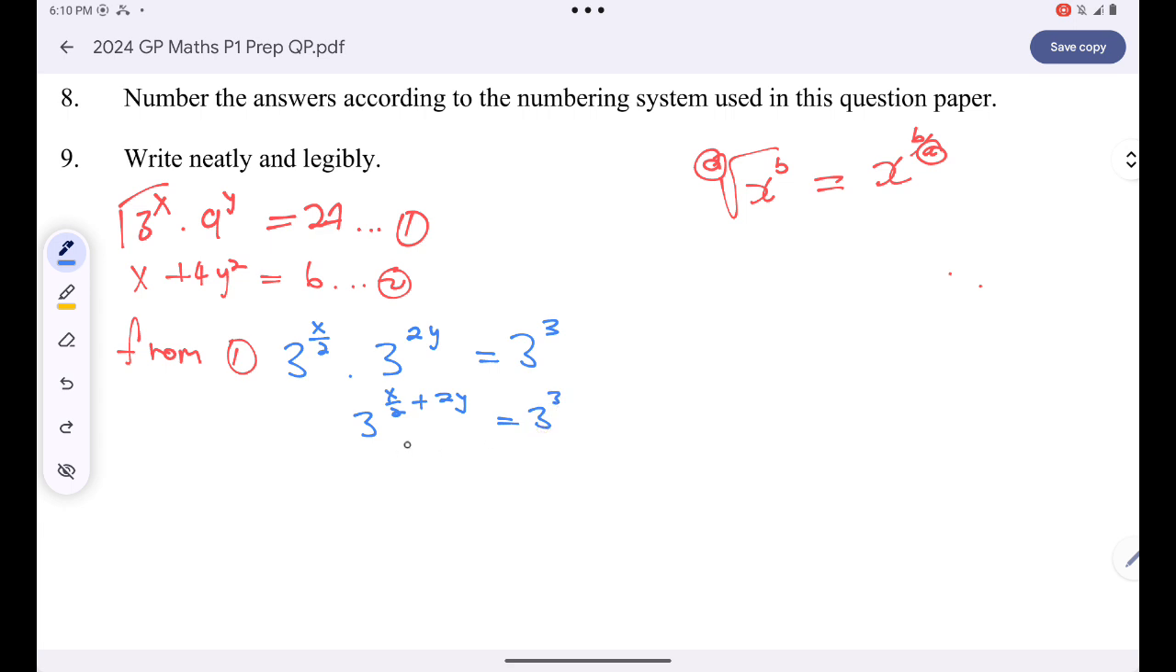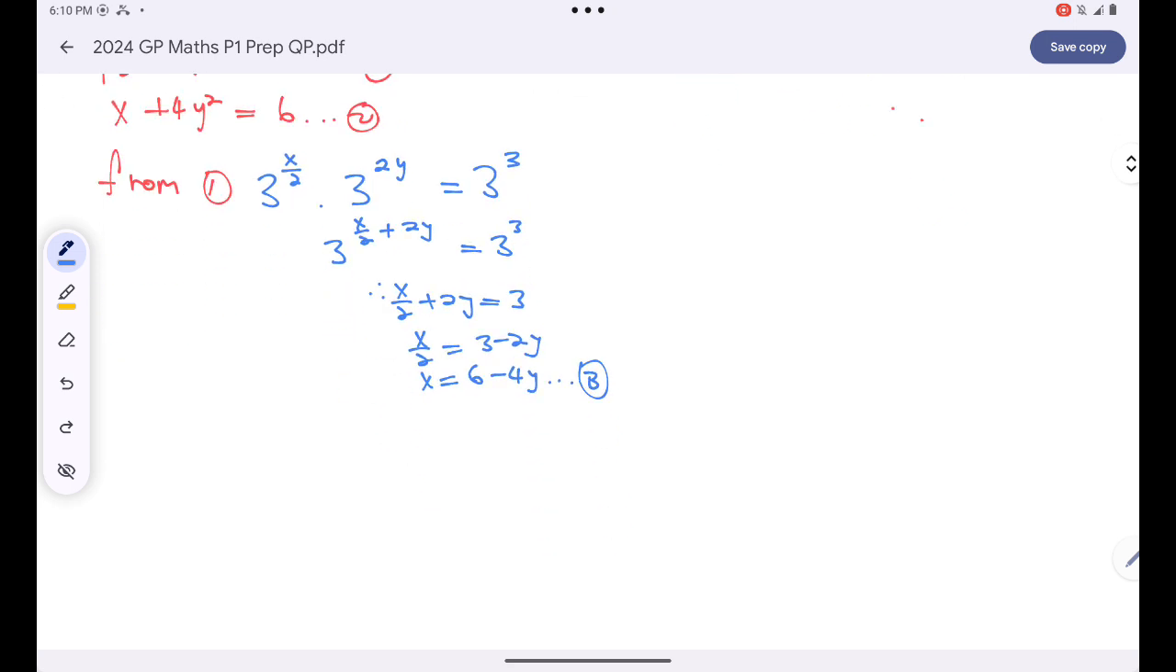So now I have one base on either side, and both of these bases are equal. I can therefore conclude that x over 2 plus 2y is equal to 3. And hence x over 2 is just equal to 3 minus 2y. Therefore, x will simply be equal to 6 minus 4y. By doing this, I'm forming equation 3.